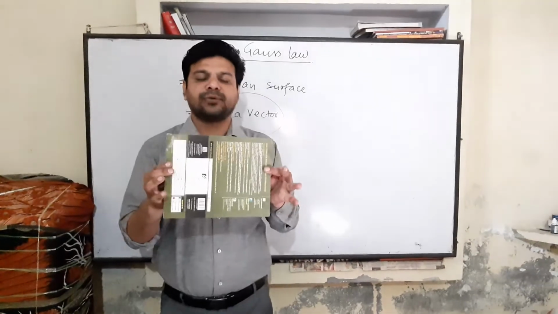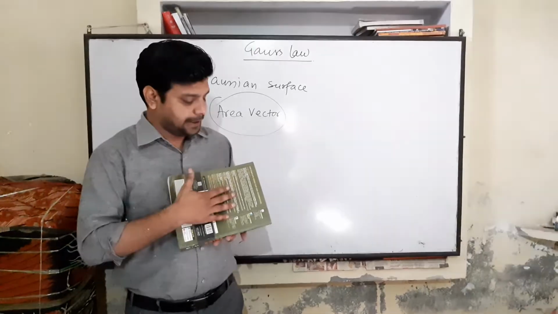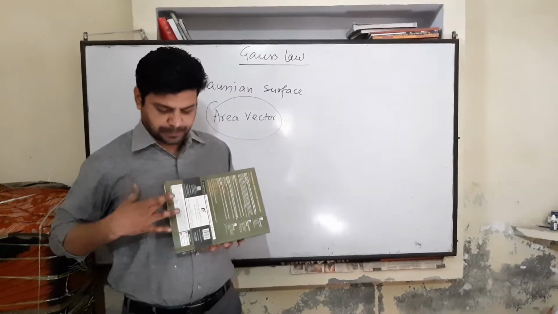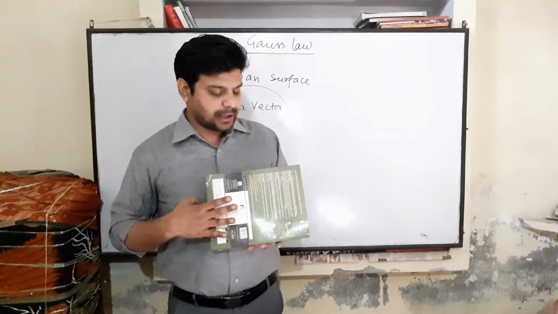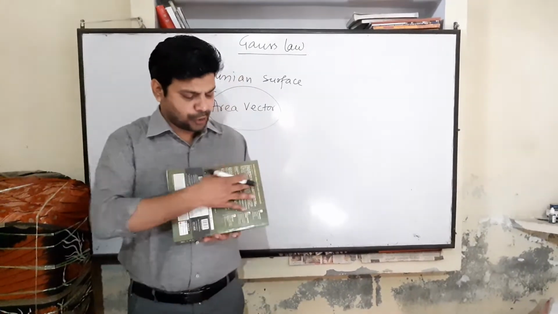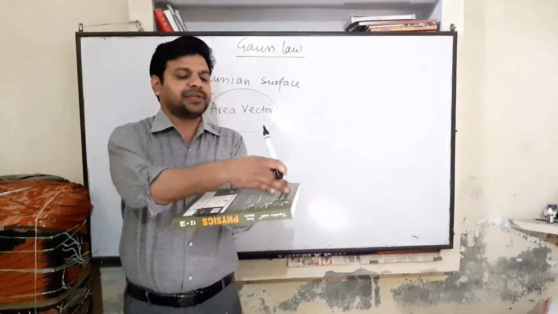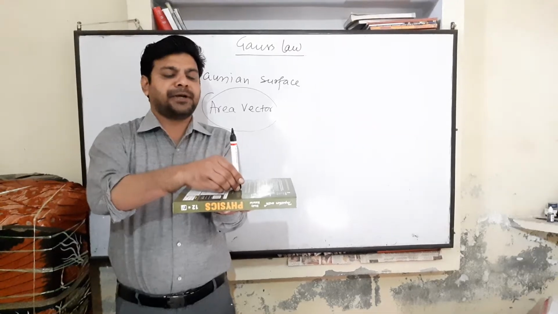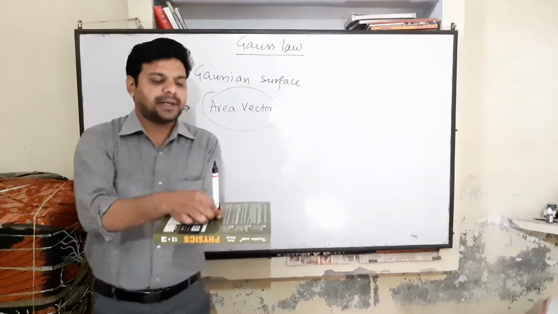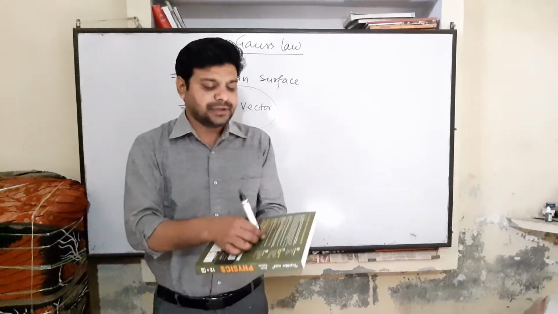Okay, we have a rectangular surface. If we want to find the area of this surface, then the area of this surface is given by L into B. This is area. What will be the area vector? Area vector is a perpendicular drawn on this surface in the outward direction. Okay, this is the area vector. It tells the direction of this surface.